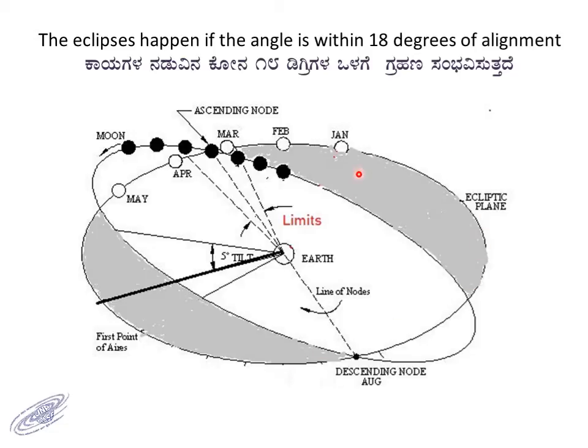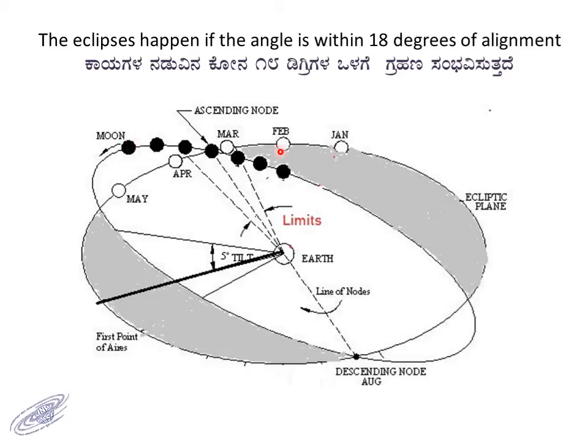Here, this is the plane of the Earth's orbit, which is called the ecliptic plane, and this is the plane of the Moon's orbit, and you see that the angle between them is 5 degrees. Along this line, the two orbits intersect. This is called the line of nodes, and this is the ascending node, this is the descending node. That means the Moon moves like this from below the plane and then reaches the plane of the ecliptic here and then goes above the plane here.